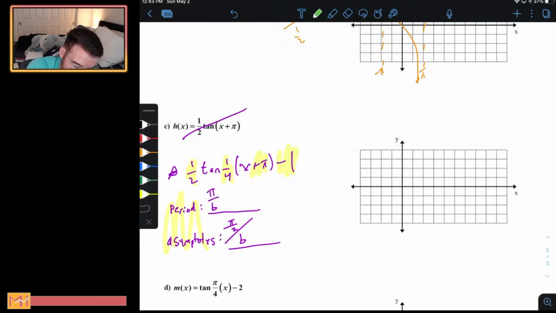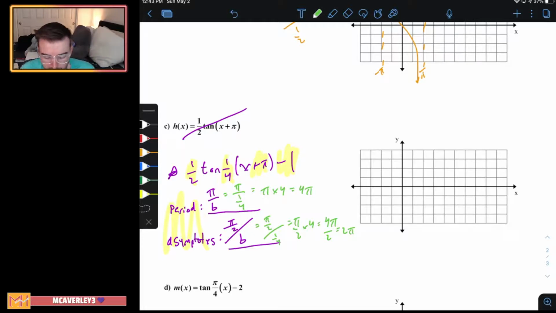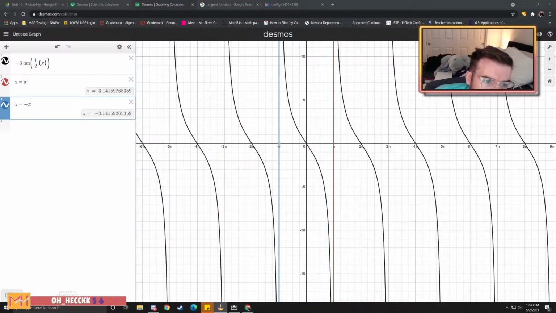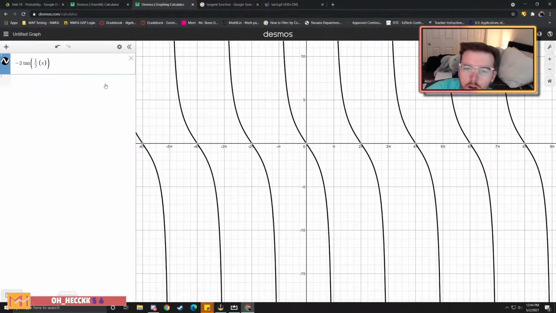So the b value is 1/4. When I do pi divided by a fourth, that turns into pi times 4, which is 4 pi. So our period is quite large. And when I do pi over 2 divided by a fourth, that's pi over 2 times 4, which is 4 pi over 2, which is 2 pi. So the asymptote gets quite large. Well, large isn't really the best word, but it moves out further.